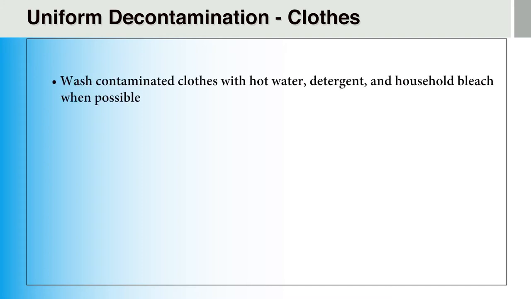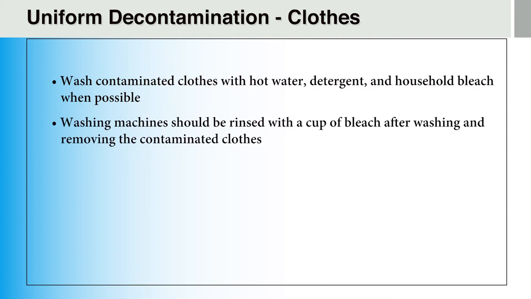Clothing and uniforms can also become contaminated with potentially infectious pathogens during patient care. Contaminated clothes should be changed as soon as possible and washed separately with hot water and laundry detergent. It is recommended that hot water washing be performed for a minimum of 25 minutes at a temperature of at least 160 degrees Fahrenheit.